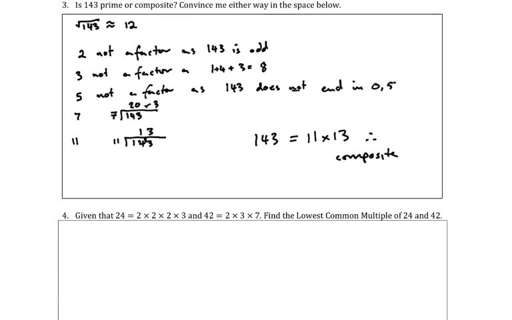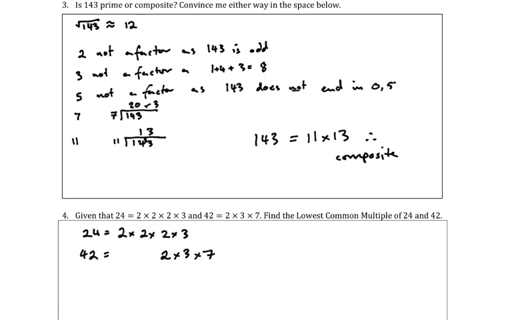We shall move on to question 4. Okay, this is a basic methods question. Can you find the lowest common multiple of 2 numbers? Well, to do that, let's write down the prime factorizations, one above the other, and line up the common primes. So the common primes, let's line up one of the 2's, one of the 3's, and the 7 isn't common.